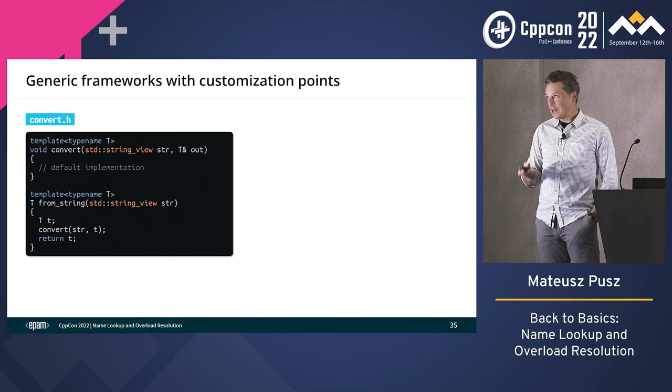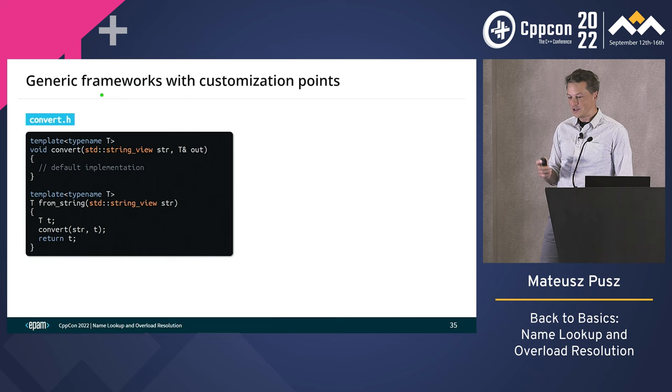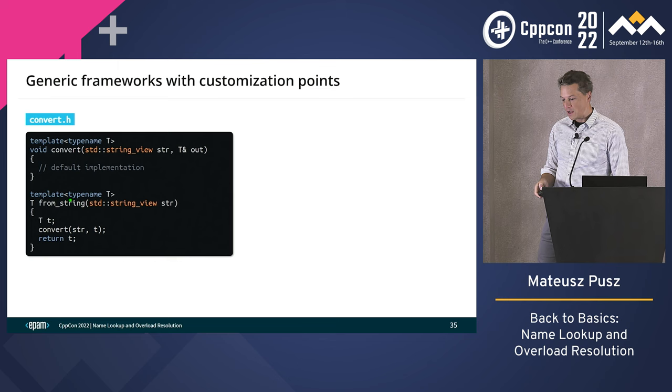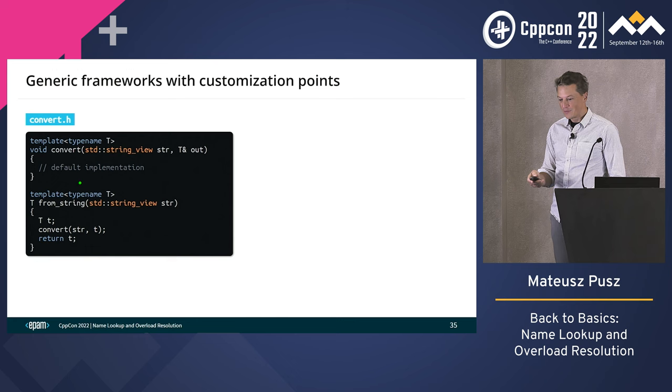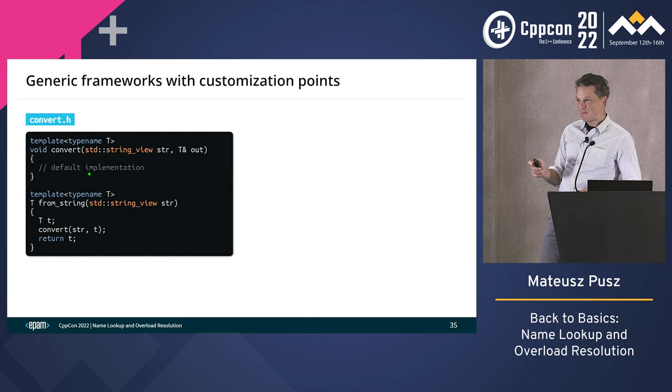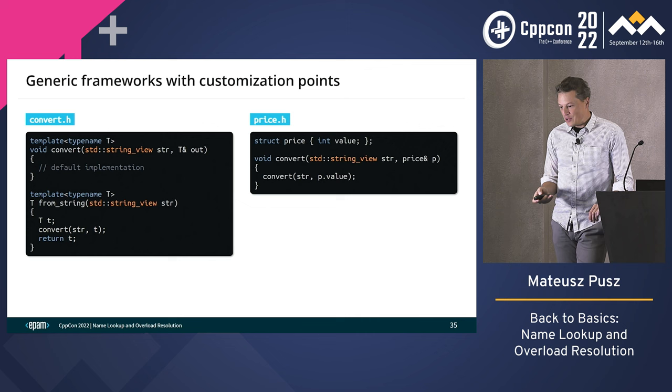Consider a framework called convert header with convert function that has also from string. Right, from string is an entry point for the user. It provides string view, specified to which type we want to convert stuff. And we are calling convert function that provides here only the default implementation, using, for example, string, right? Really bad implementation, but generic one. And then we have price header that provides a customization point, convert, for this price.